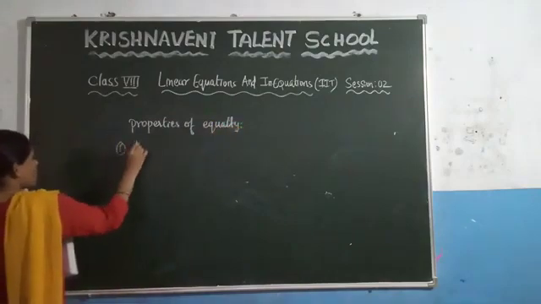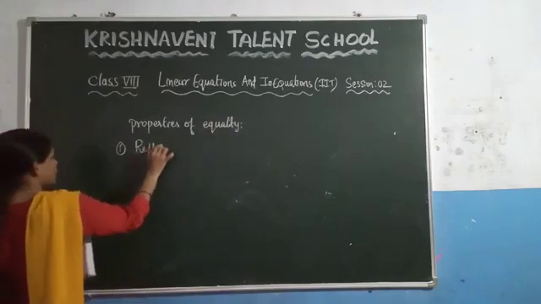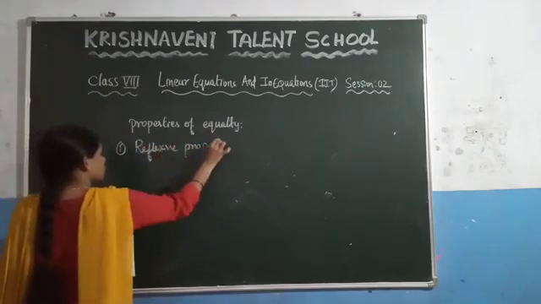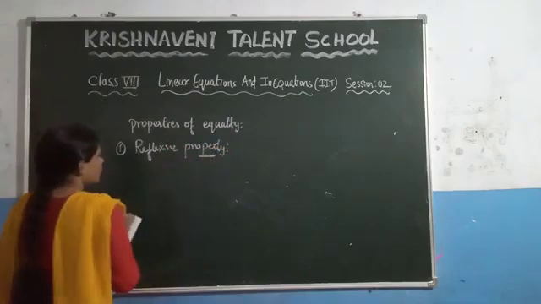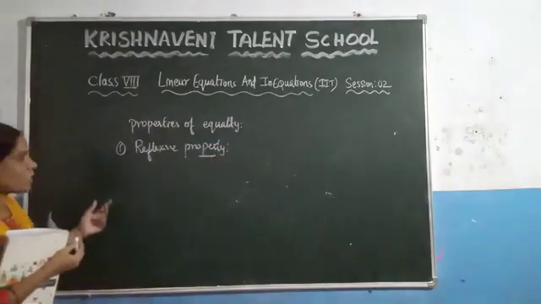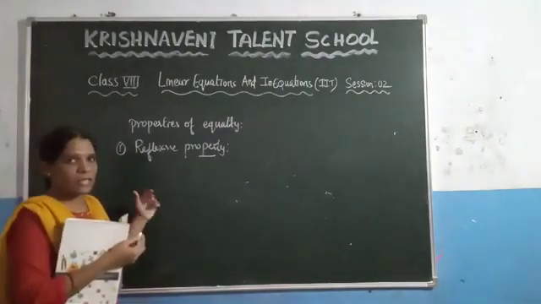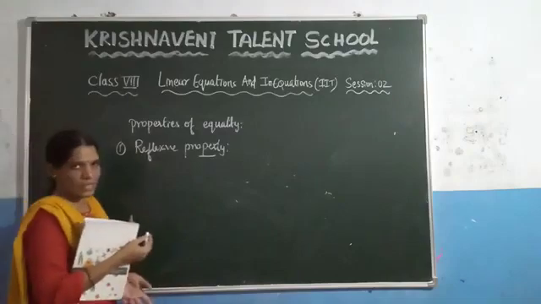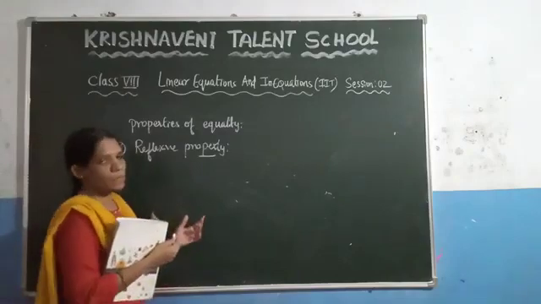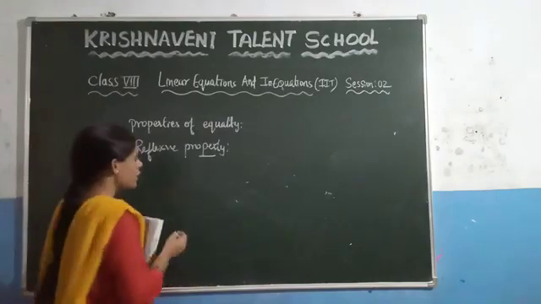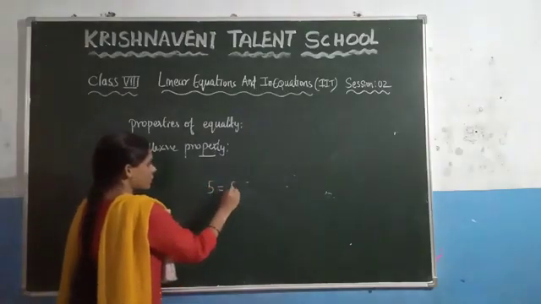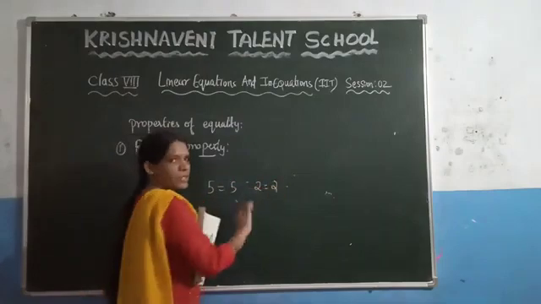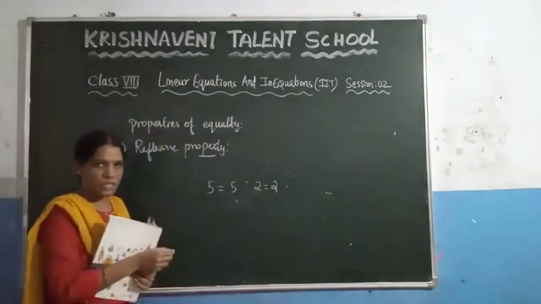In that, the first property is the reflexive property. What is meant by the reflexive property? The reflexive property is nothing but that a number is equal to itself. It is very easy to understand. Every number is equal to itself, right? Because 5 is equal to 5, and 2 is equal to 2. Every number is equal to itself. That property we call the reflexive property.